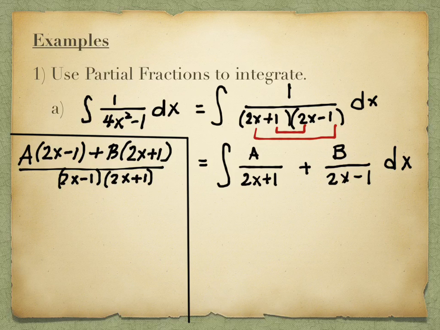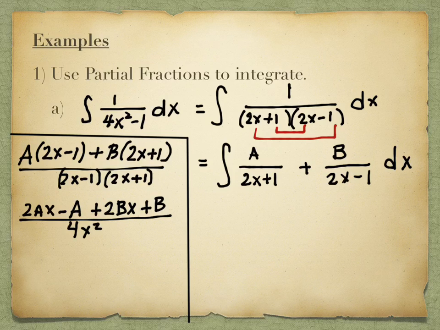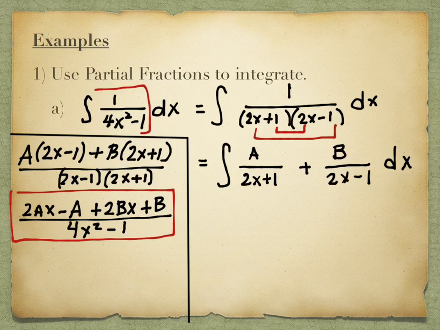Now I'm going to distribute out that numerator. So I have 2ax minus a plus 2bx plus b over 4x squared minus 1. And what I know is that this fraction has to equal this one, which means all of that mess on top, 2ax minus a plus 2bx plus b, has to equal the number 1.